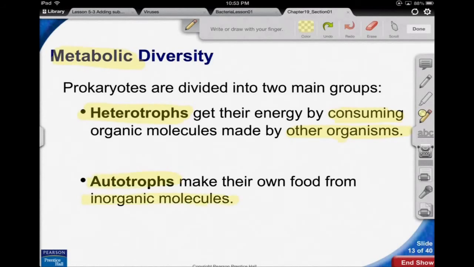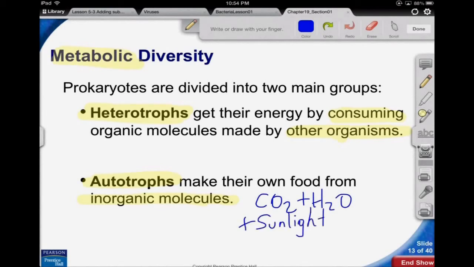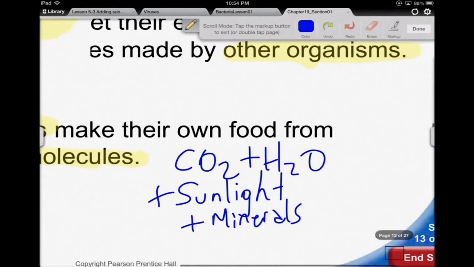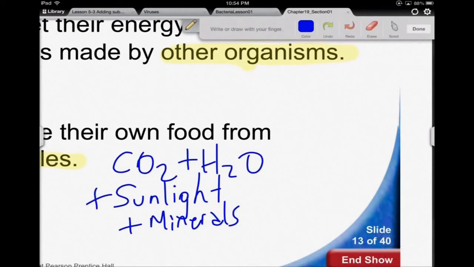Photosynthesis is the classic autotrophism, where you take carbon dioxide and water and some energy from the sun and a few minerals for good measure. And essentially, what's produced if you make your own food using the energy of sunlight is a carbohydrate. See? Carbo and water, right? When we drink, we hydrate.